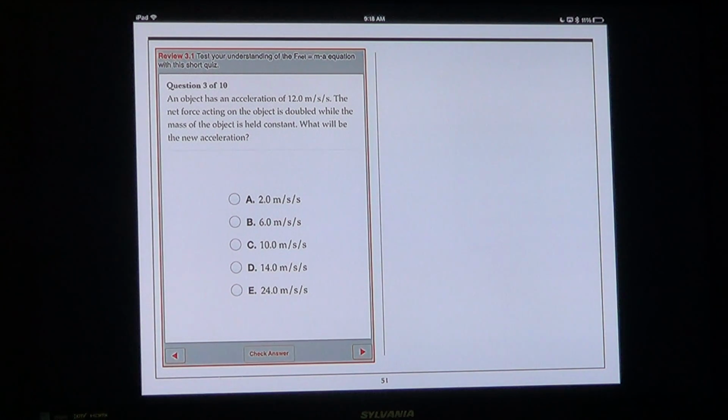Right now the acceleration is 12. If it's directly proportional to the net force and the mass is not changing and the net force is doubled, what should happen to the acceleration? It should also double. So it would be E. Good. Does that make sense?